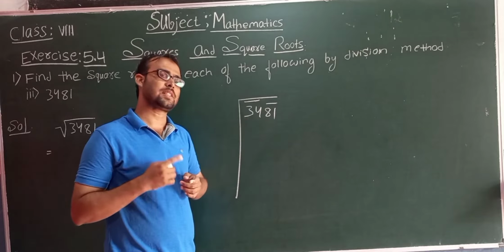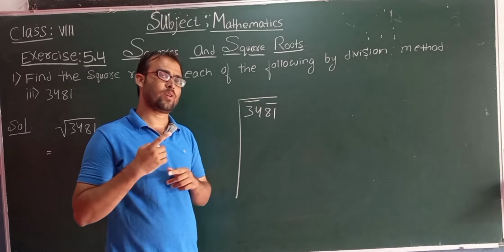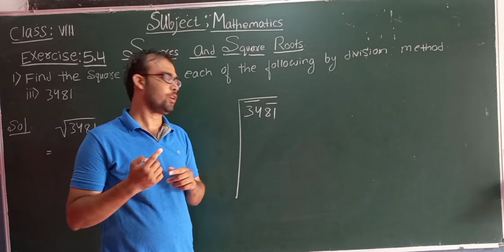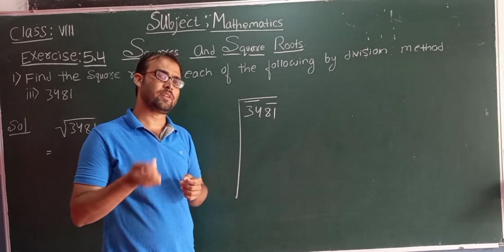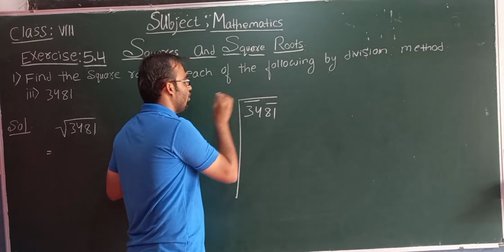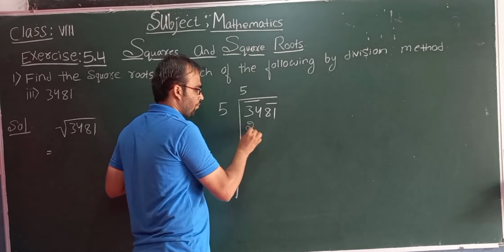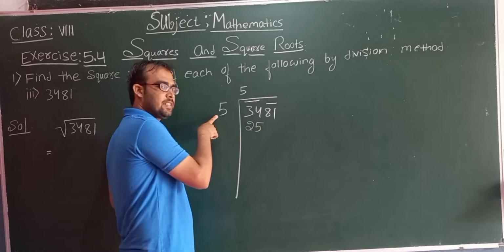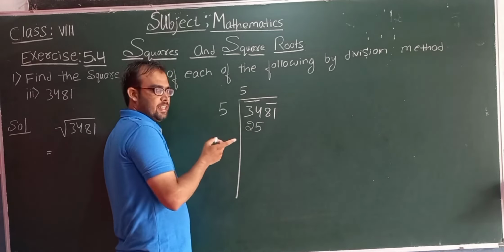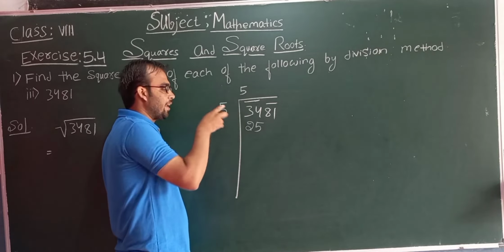Okay, so now what is the second step? We need to write the number here such that when we square that number, what we need to get? We need to get either 34 or a number which is less than 34. So here I will be writing 5 because 5 5s are 25. If I write 6 here, then 6 6s are 36 will come, and 36 is greater than 34. So because of this I have taken 5.